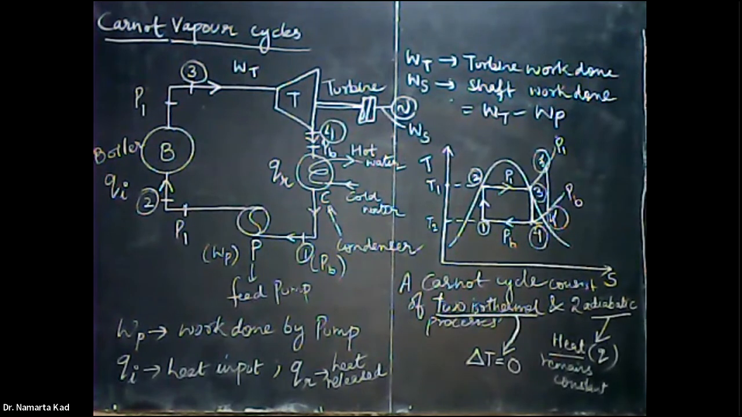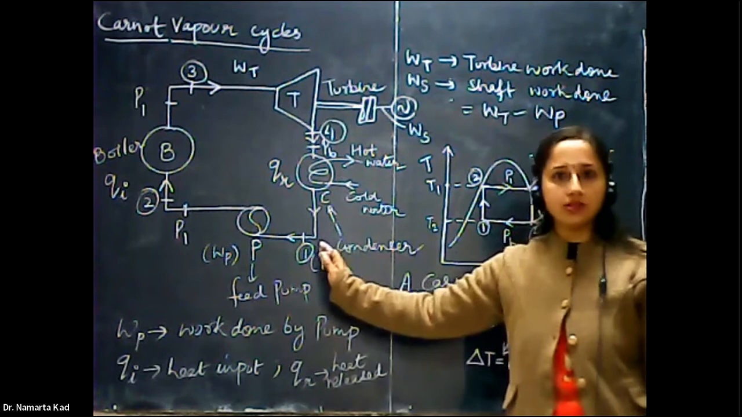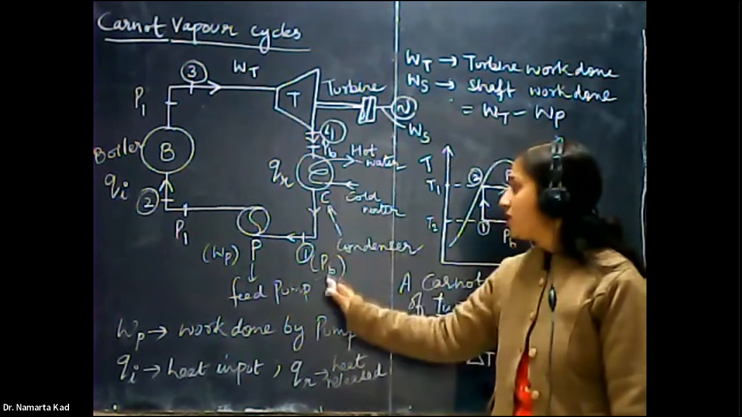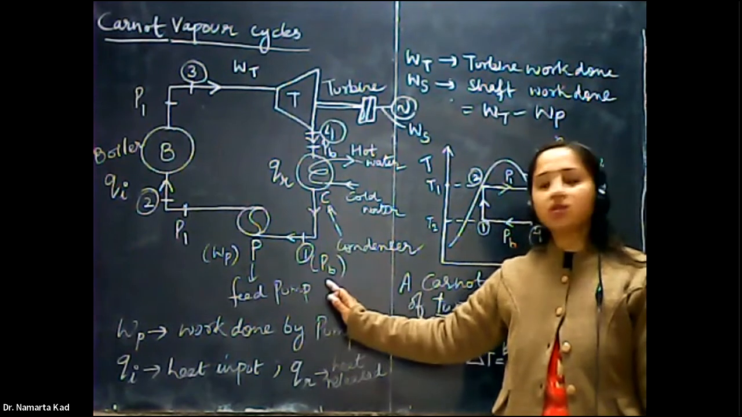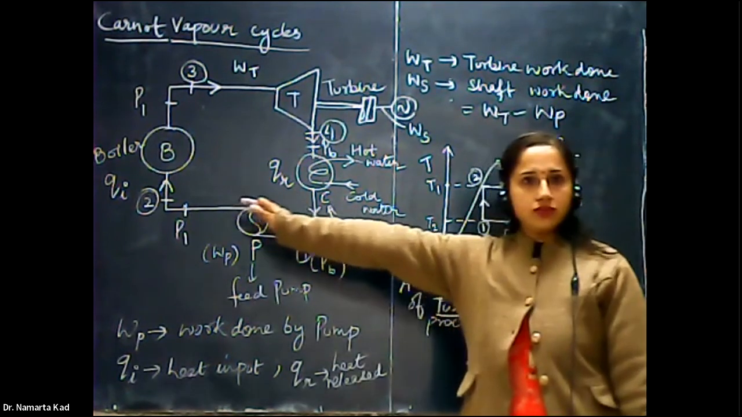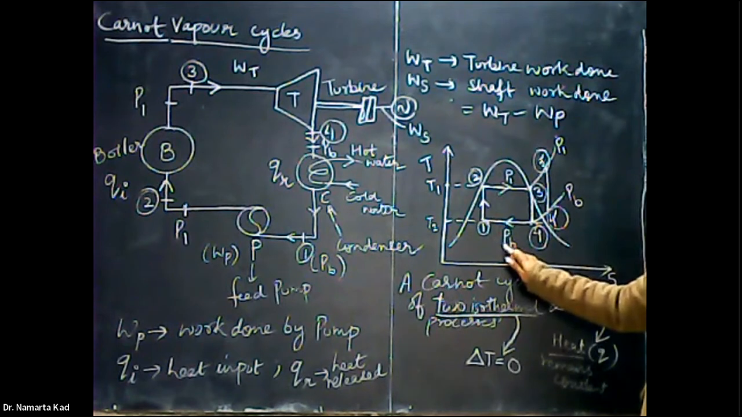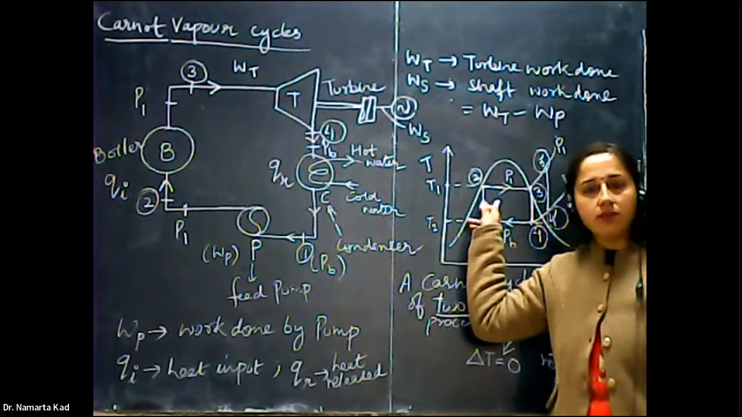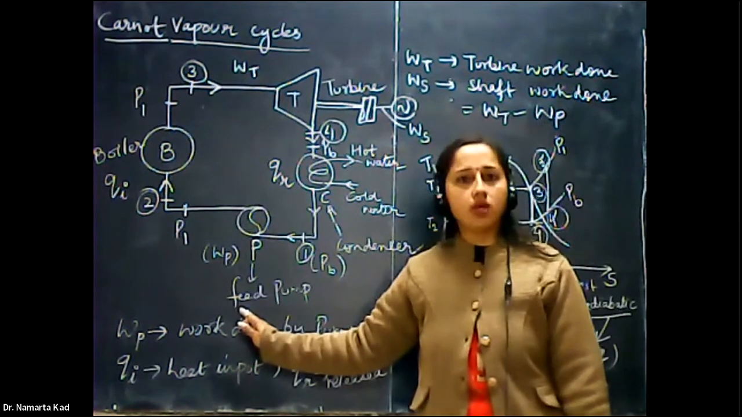In stage 1-2, wet vapors at pressure PB are taken from the condenser, in the form of condensate, and their pressure is increased to P1. See here, stage 1 is at pressure PB and stage 2 is at pressure P1. The pressure increases from PB to P1 by the feed water pump.